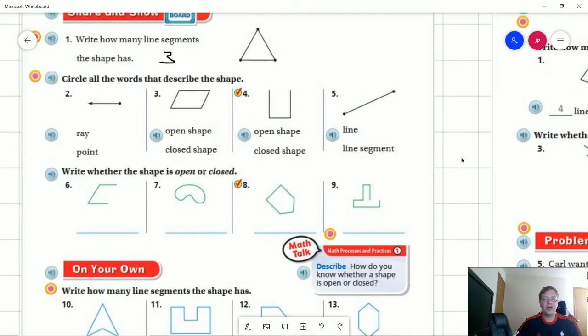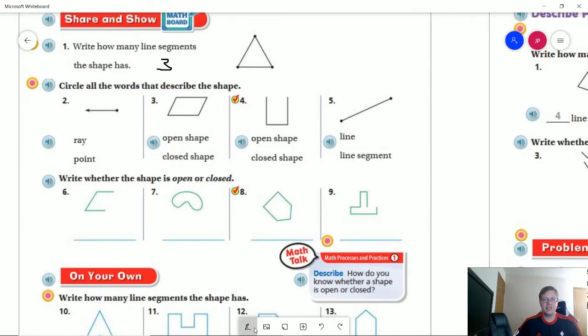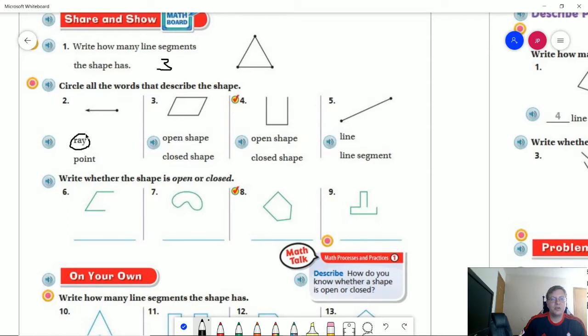I'm going to do most of these. Number two, circle the words that describe the shape. Well, if we describe the entire thing, we would use the word ray. We do have a point here, so I would argue that you could probably also put that one. But that doesn't describe the whole shape, that just describes this one part. So this is probably our better answer. Number three, we are going to have a closed shape. Number four, we are going to have an open shape.